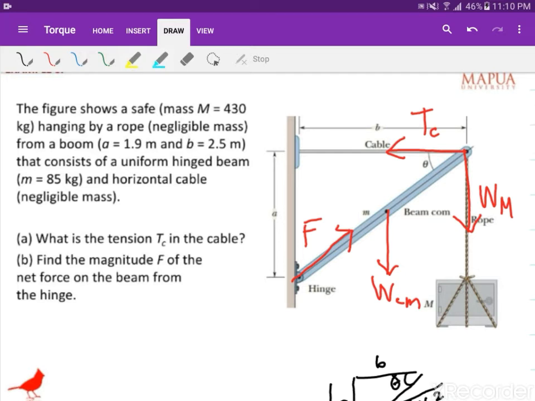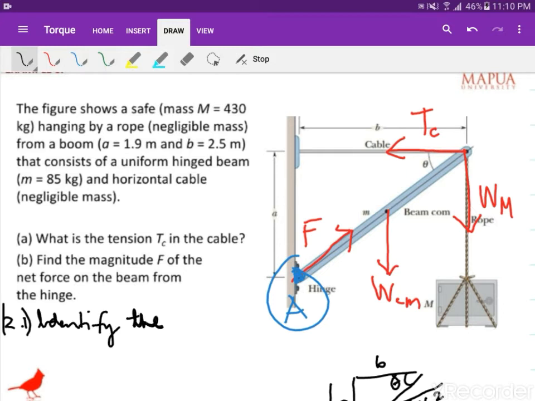Okay, so next we choose a pivot. We choose our pivot to be at the hinge. So let's call this A. Now, this is an extra step. Let's call it 2.1: identify the effective forces.